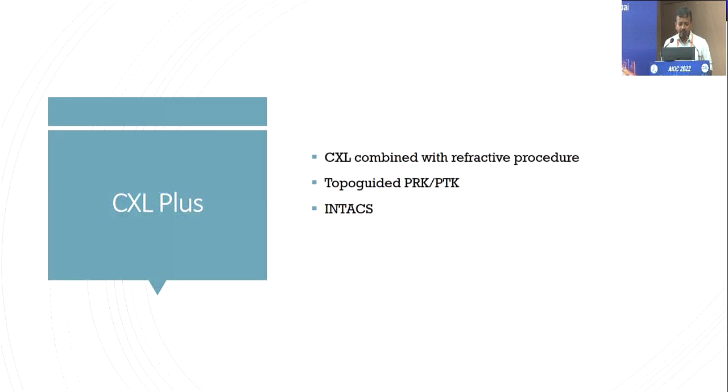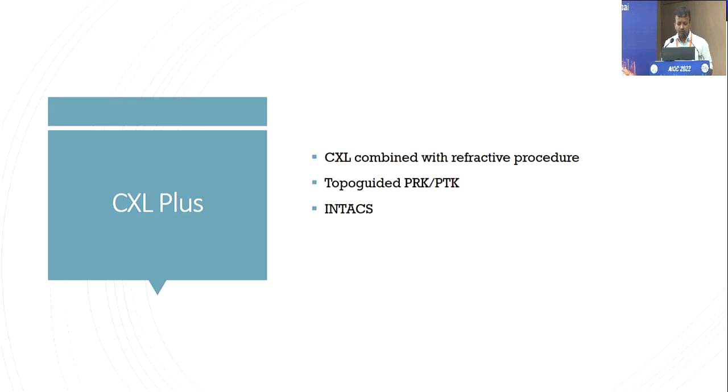So what is CXL plus? When CXL is combined with refractive procedures, as you all know, CXL only gives anatomical stability for the cornea, but the functional results are usually poor. It usually takes almost 3 to 6 months before advising any other vision correction procedures.